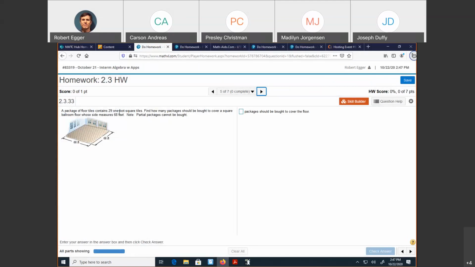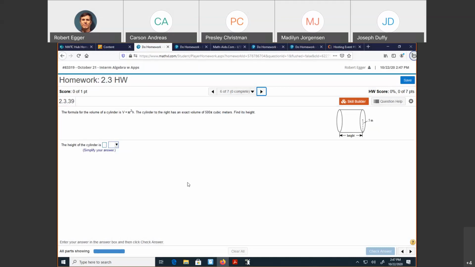A patch covers 29 square feet, and with the square footage, that's how many patches you've got to buy. Of course, you always have to round up to the next whole number, even if it's 0.1.